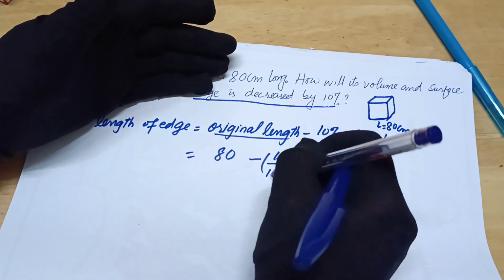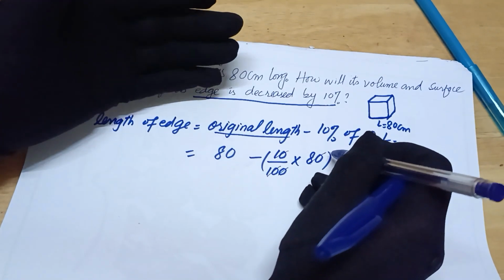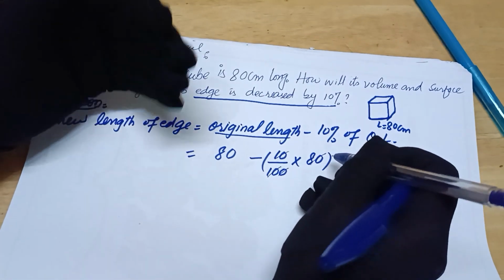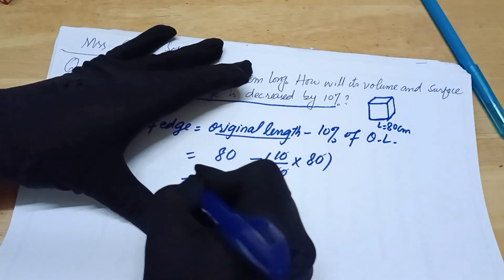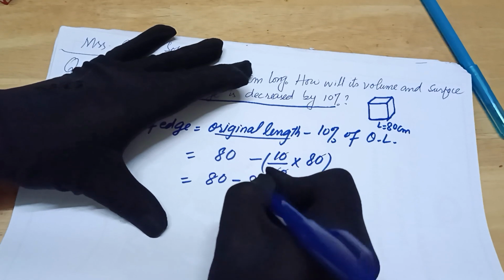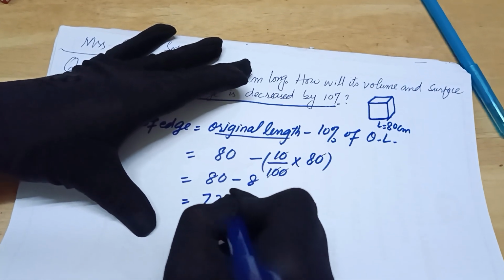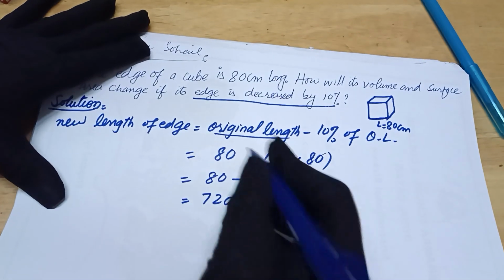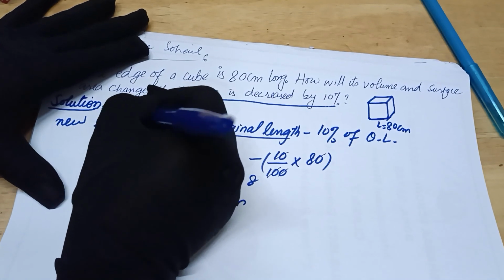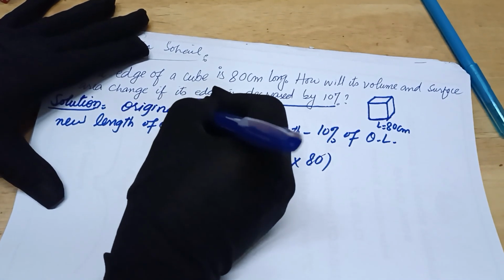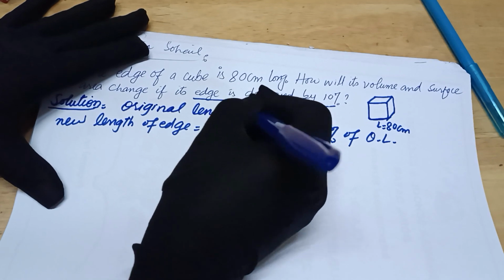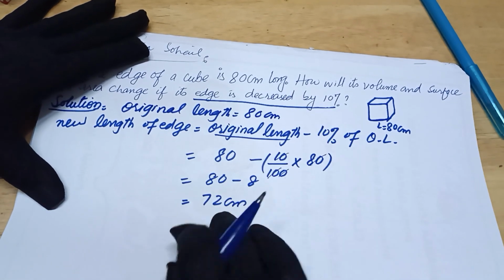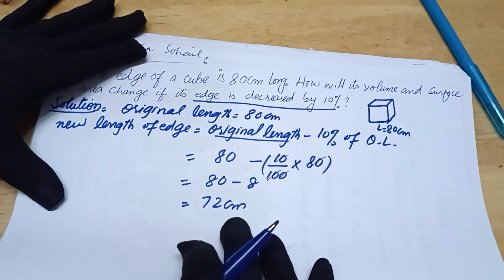Still you can cancel this 0 to 0, and if you divide by 10 once more, shortly the answer is coming: 80 minus 8. So that is 72 centimeter. So original length you can write first. Original length is 80 centimeter and new length is 72 centimeter.